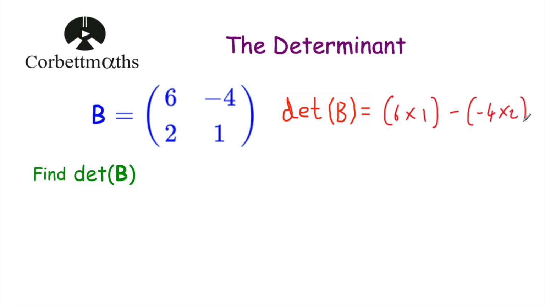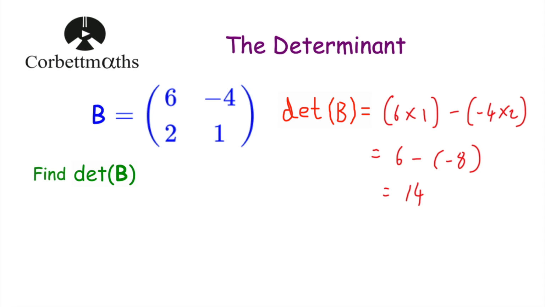So 6 times 1 is equal to 6, and then we're going to subtract, and then we've got -4 times 2, well, -4 times 2 is -8, so we've got 6 minus -8, so it's going to be 6 plus 8, which would be equal to 14. So the determinant of this matrix B would be 14.